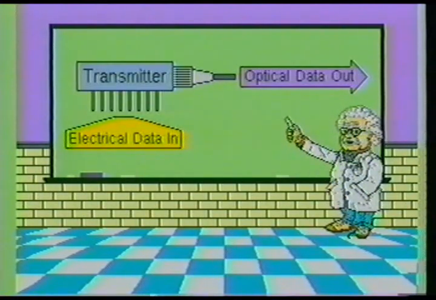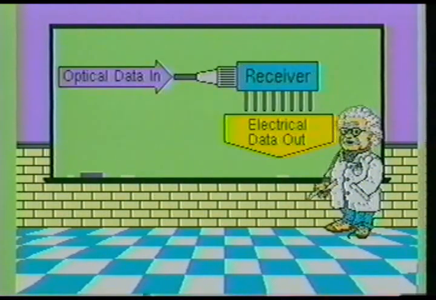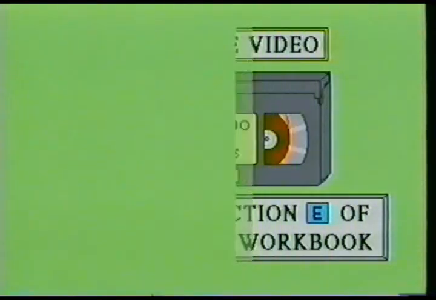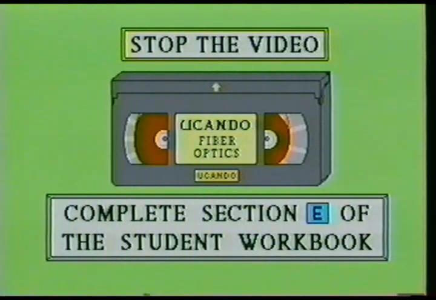Transmitters are designed to convert electrical data into optical data. Receivers, on the other hand, are designed to convert optical data into electrical data. This concludes review number 5. At this time, you should stop the video and complete section E in your student workbook.